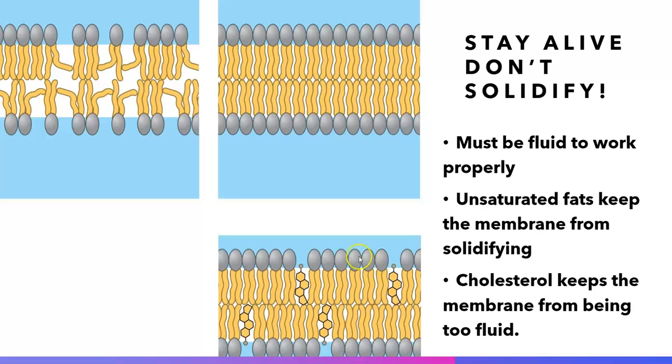All right, we don't want them to keep on flowing all along. We want them to keep it within this little area here. Okay, so our unsaturated fats can keep our membranes from becoming solids, and our cholesterol can keep our membrane from being too fluid, just the opposite of that.